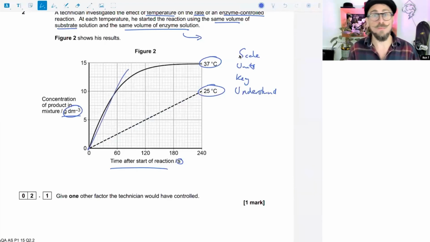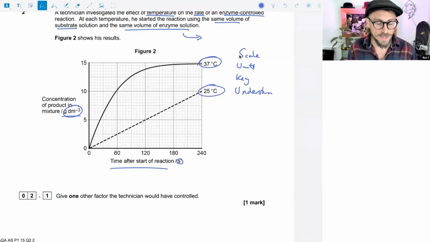Well, higher temperature, more enzyme-substrate complexes, more collisions result in enough activation energy, then it levels off. Why does it level off here? Is that because the enzyme is being used up? Well, no, it's an enzyme, it's being recycled. Is it because the substrate is being used up? Most likely, yeah, most likely.